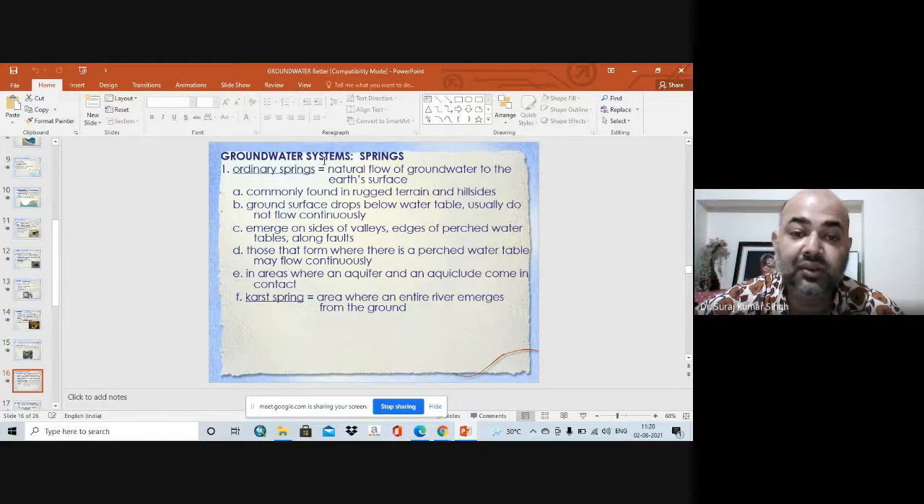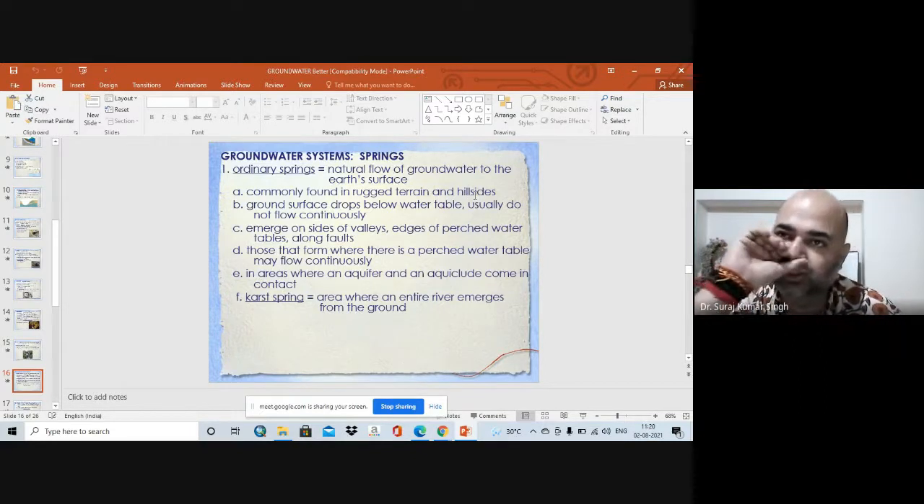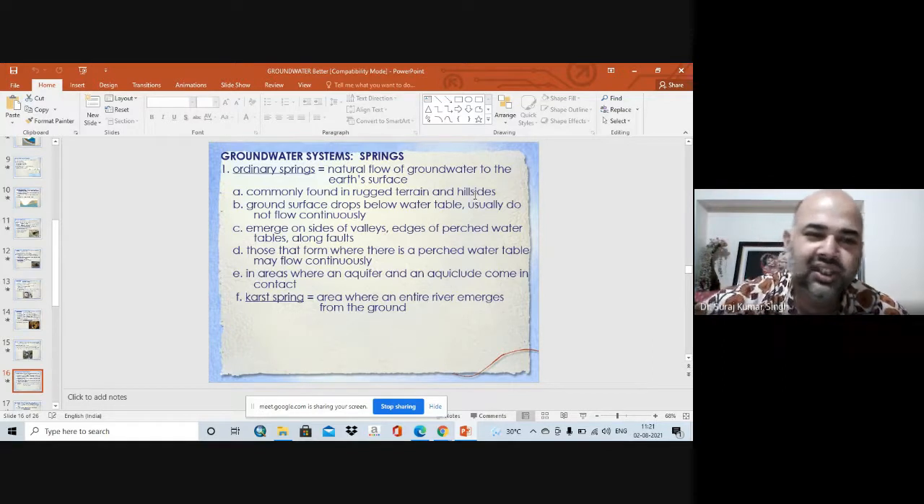Then you have got different groundwater systems, that is springs. So you have got ordinary springs that are natural flow of groundwater to the earth surface, that are very common in many parts of the country, commonly found in rugged terrains and hillsides. You'll be finding many hot springs that are also of religious importance in many parts of the country, especially in Himachal. Then you will be finding them in Jammu Kashmir, and also some parts of Jharkhand and Madhya Pradesh. So they are very commonly found in various terrains.